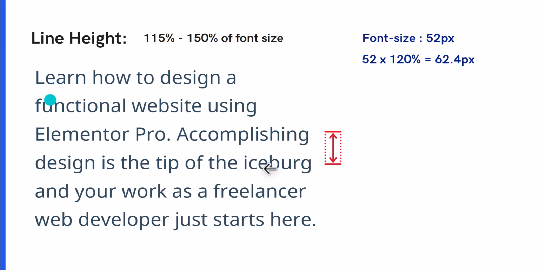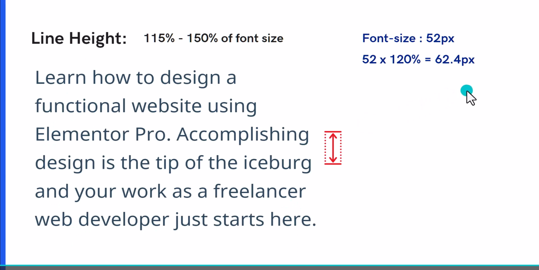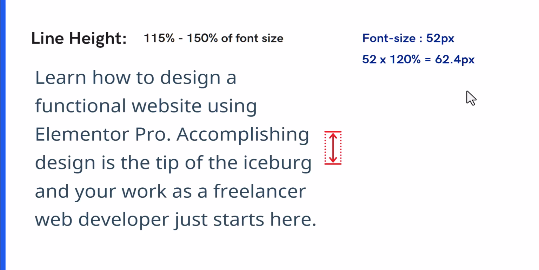For example, you can see this text. The font size of this text is 52 pixels. I decided that 120%, a number between 115 and 150, is perfectly fine, and it looks very good for my font. So 52 pixels is the size of the font for this text, and I choose 120%, which is 62.4 pixels. It means the line height I should set is 62.4 pixels.